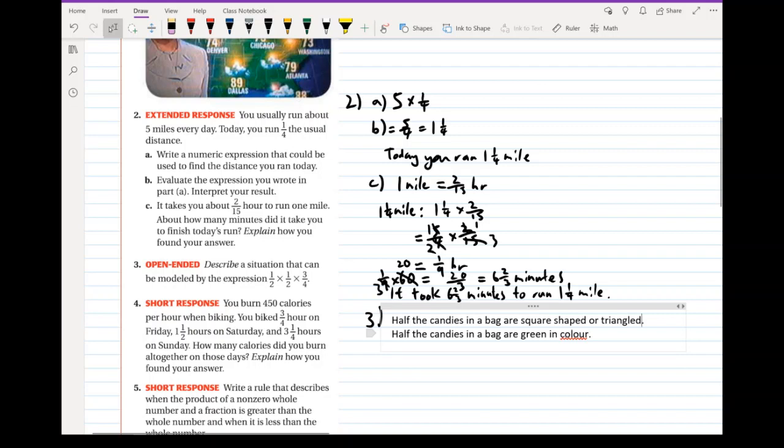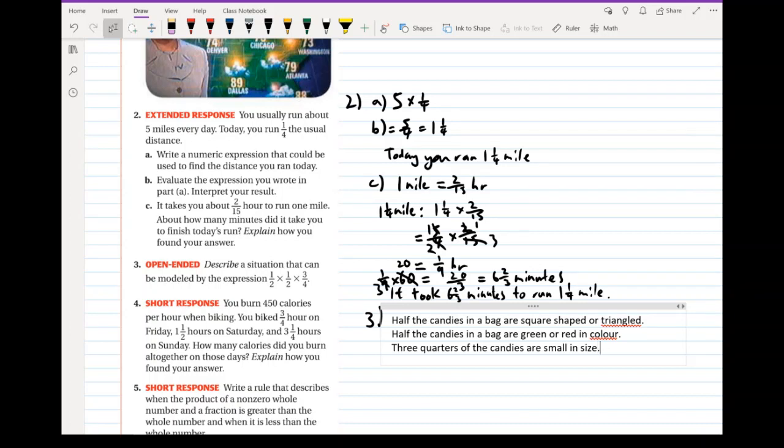And then half the candies in the bag are green in color, or let's say it's red in color. So either green or red. Half of them are red, half of them are green. And then the other one, let's say 3/4 of the candies are small in size, and the other quarter would be large.